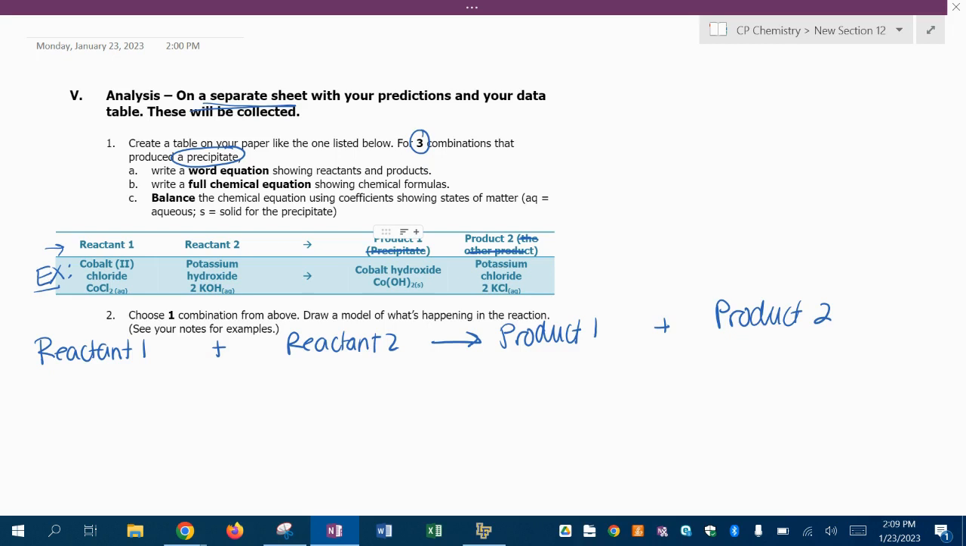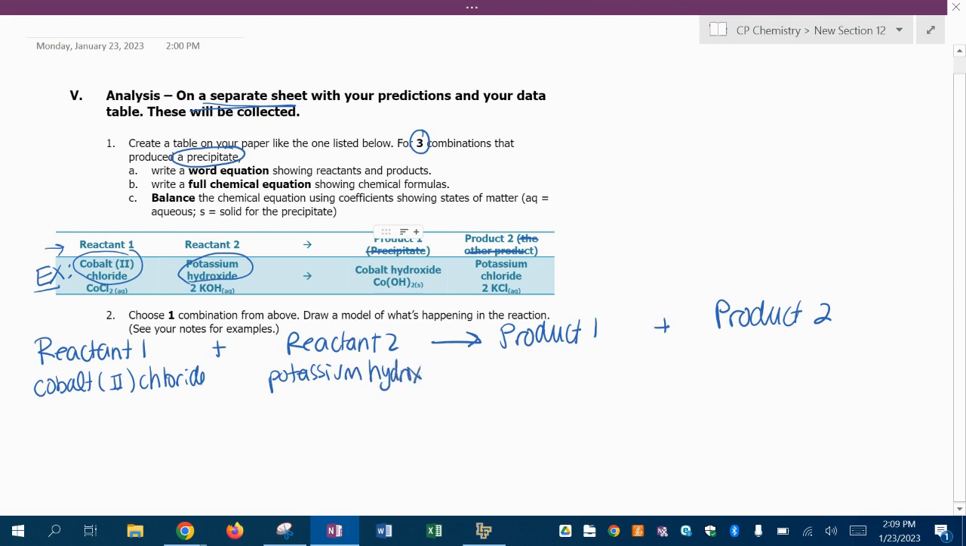So this is what it would look like if this was my reaction. So I'd write cobalt 2 chloride under either reactant 1 or 2. It doesn't matter. And make sure if you have a Roman numeral, you include it because that tells us the charge of the transition metal. So cobalt 2 chloride plus potassium hydroxide. So here's my other reactant. And then that's going to yield, okay, my products.